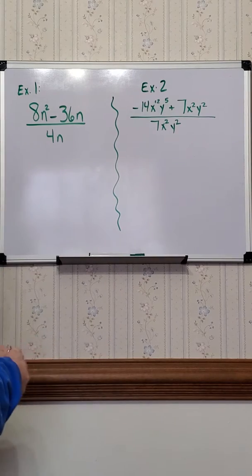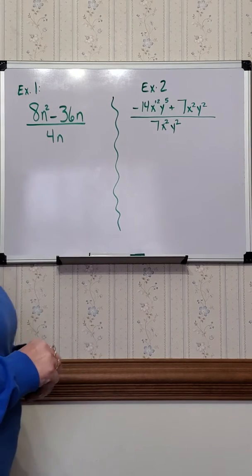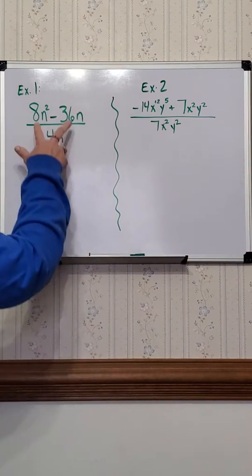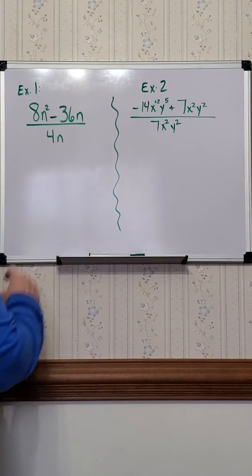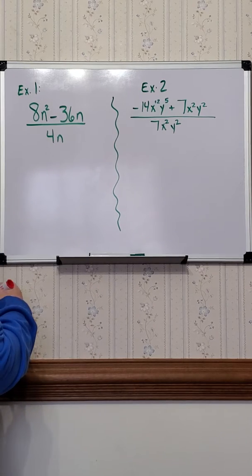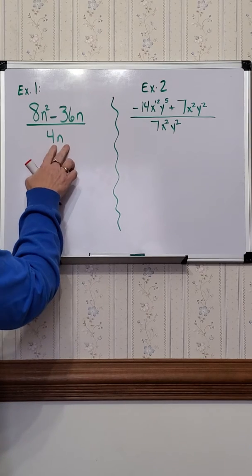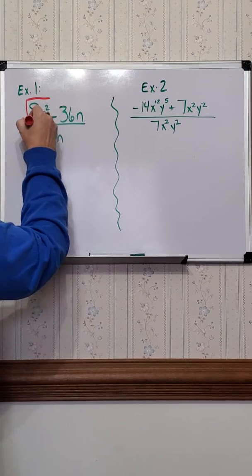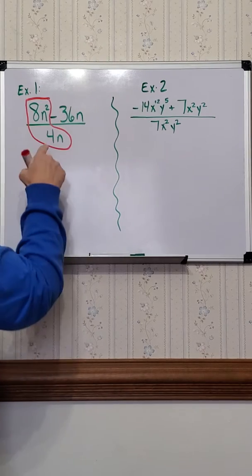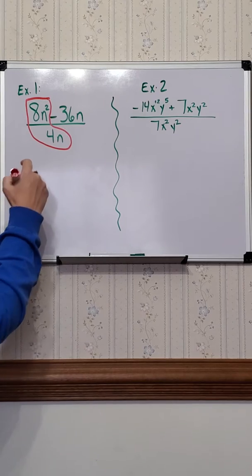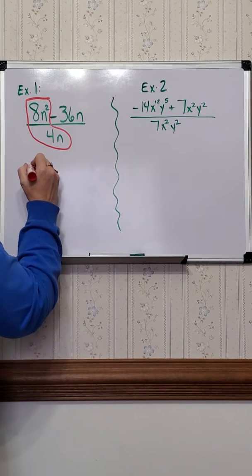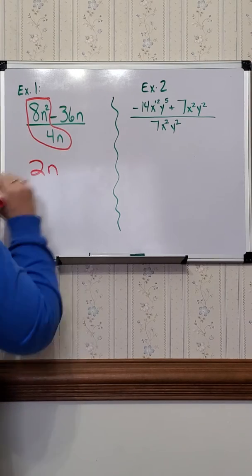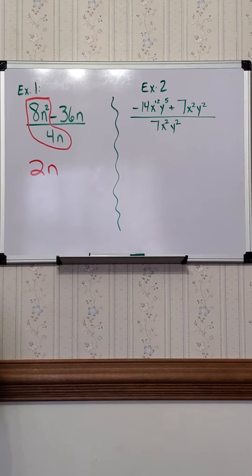So let's look at the examples that we have up first. Now these are going to be dividing just like what we did when we were dividing exponents, except for now we've got a polynomial on top and a monomial on bottom. So when we go to divide this, we have to take this 4n and divide it into each of these. So let's look at this piece first. 4n divided into 8n squared. Well, 8 divided by 4 is going to leave me 2. n squared divided by n is going to leave me 1n. So that's the first part.